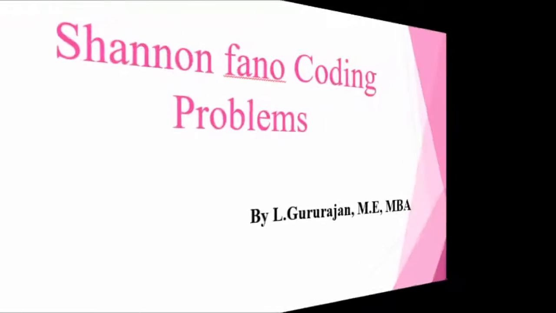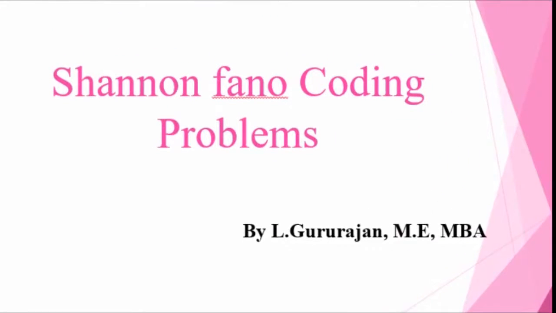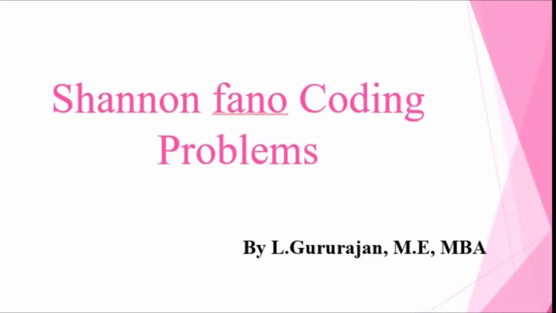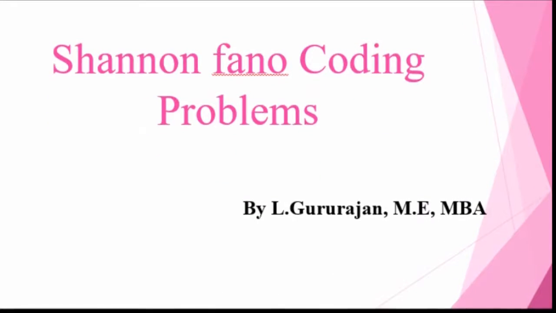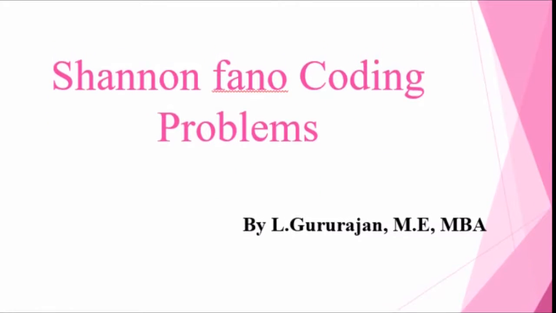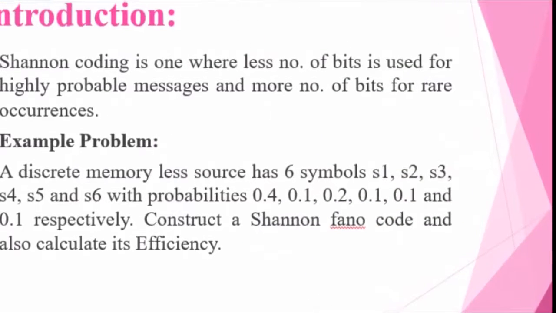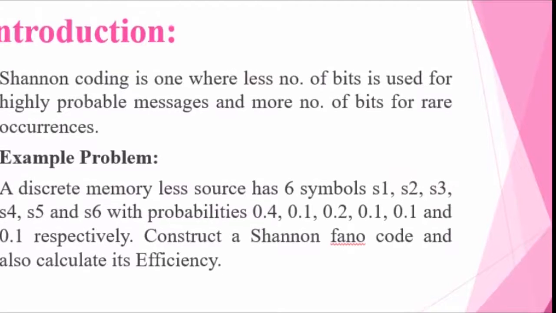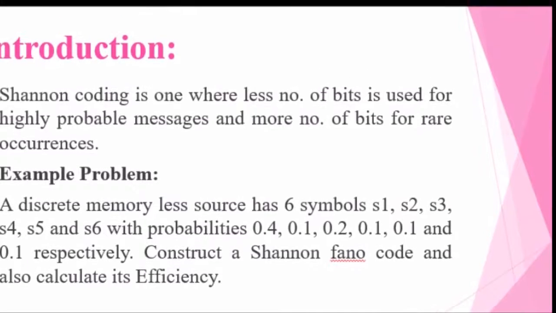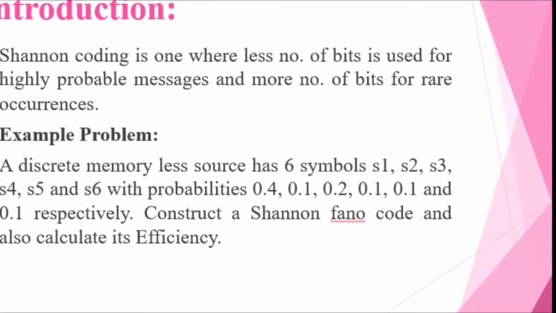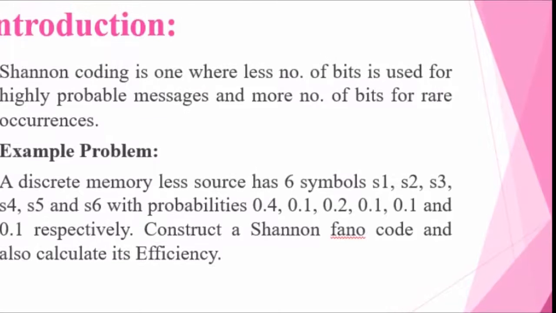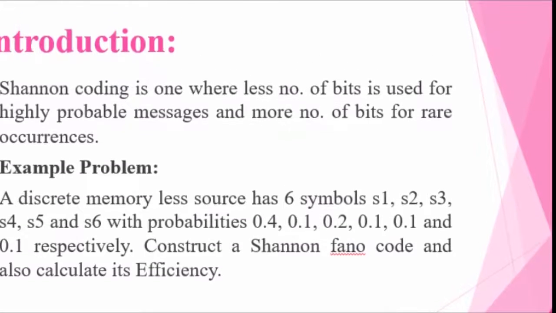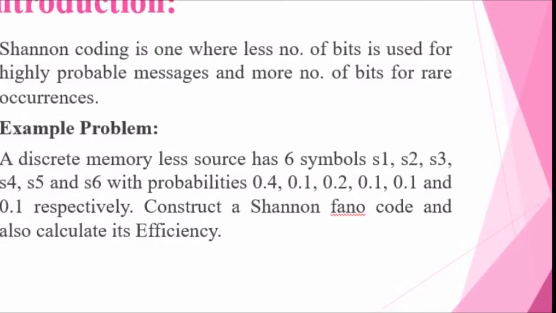Hi friends, in the previous video we already saw the Huffman coding problem. Now in this video we are going to see the Shannon-Fano coding problems. We are going to see the introduction to Shannon-Fano coding. Shannon-Fano coding is one where a smaller number of bits is used for highly probable messages and more bits for rare occurrences. You will be able to understand this definition while doing the problem.